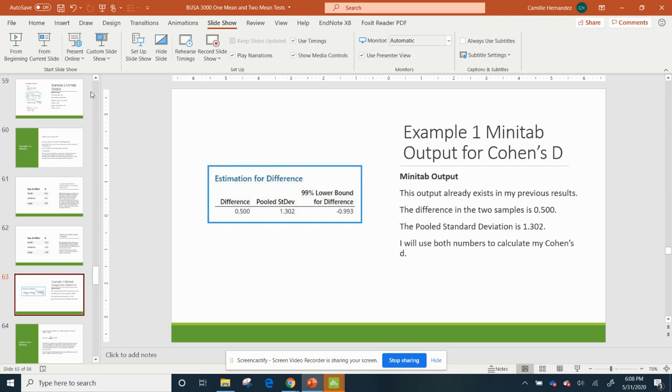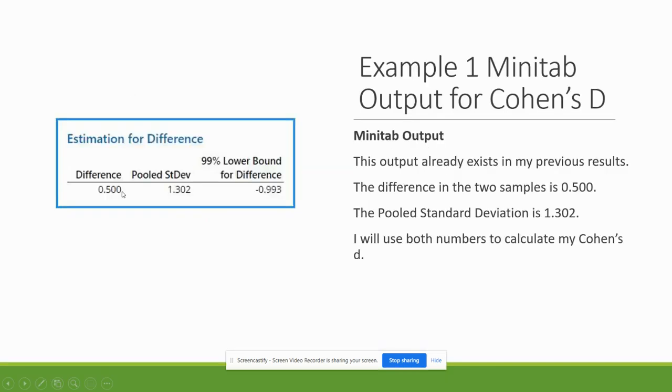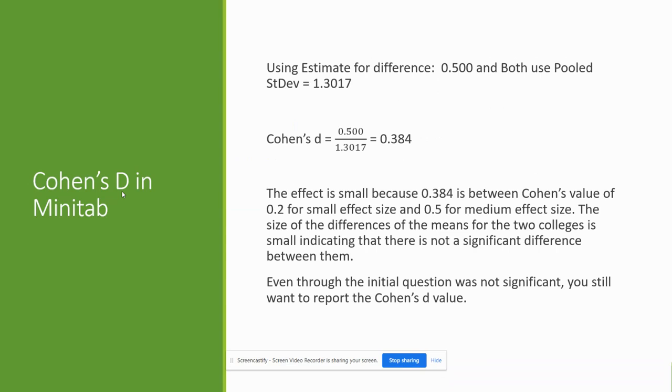So here, if I go back to it, okay, so I have it. I have the difference, which is 0.500. I have my pooled standard deviation, which is 1.302. And I'm going to use both numbers to calculate my Cohen's d. So you're going to take the estimate of the difference divided by the pooled standard deviation, and I get 0.384. So the effect size is small because it's 0.384.